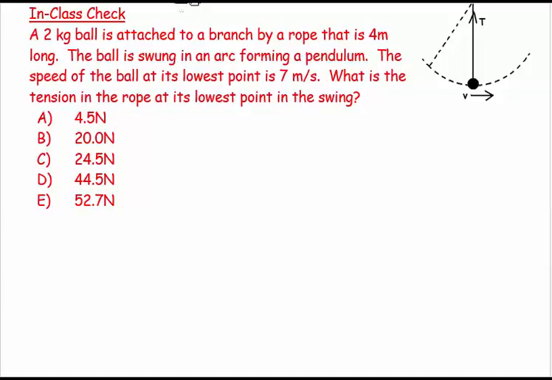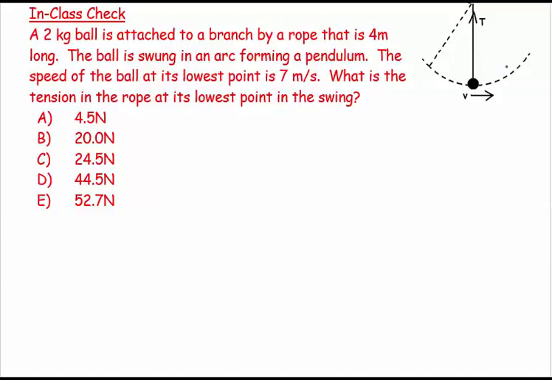Welcome. So this question says a 2 kilogram ball is attached to a branch by a rope that is 4 meters long. The ball is swung in an arc forming a pendulum. The speed of the ball at its lowest point is 7 meters per second. What is the tension in the rope at its lowest point in the swing?